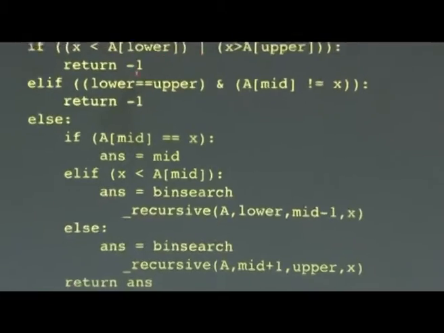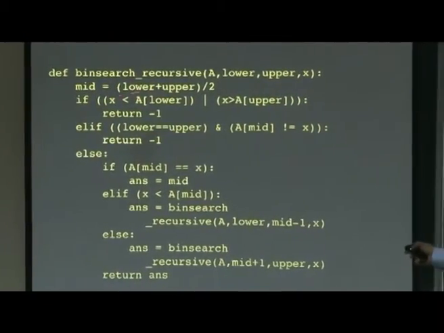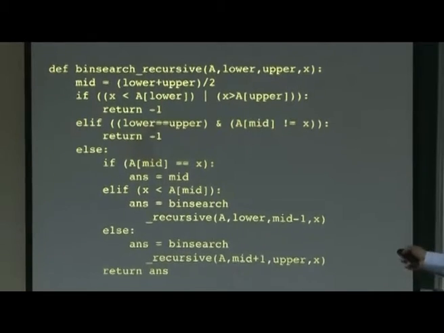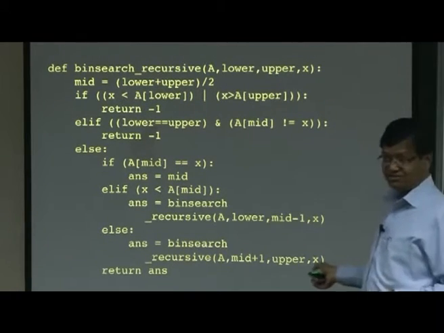Now, let us do the recursive one first. This is nice actually, the recursive one. What I had said is that first, this is the condition for when it is beyond the array. Either it is sorted, so if x is less than the first element or above the last element, then it is not part of the array. So, you can just return -1.